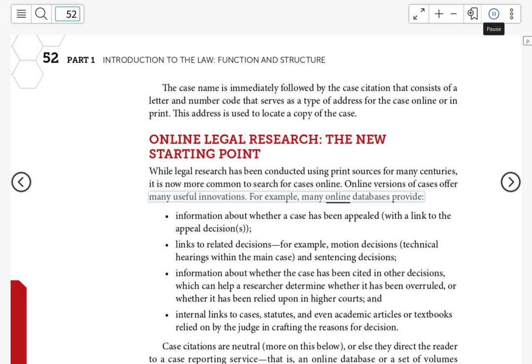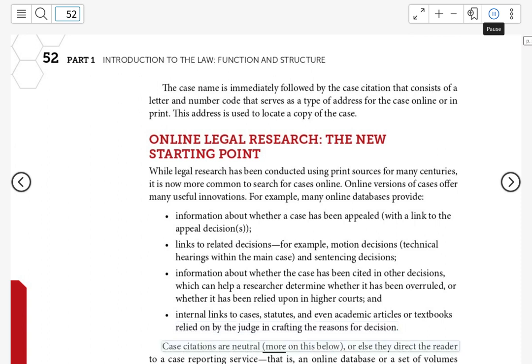For example, many online databases provide information about whether a case has been appealed, with a link to the appeal decisions, links to related decisions, for example, motion decisions, technical hearings within the main case, and sentencing decisions, information about whether the case has been cited in other decisions, which can help a researcher determine whether it has been overruled, or whether it has been relied upon in higher courts, and internal links to cases, statutes, and even academic articles or textbooks relied on by the judge in crafting the reasons for decision.